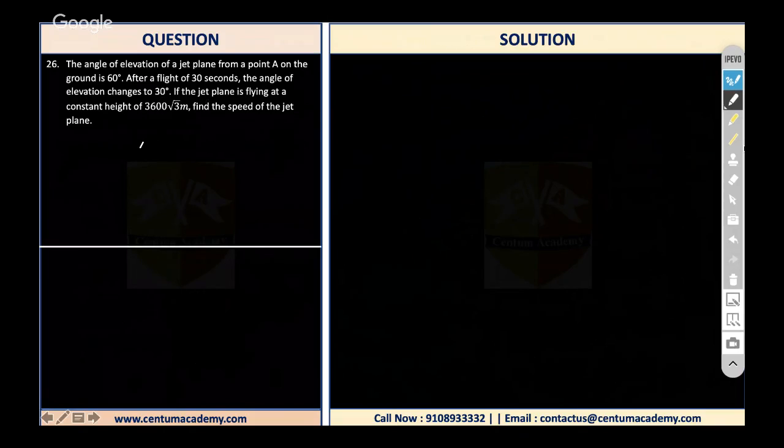Okay, so again, you have to make one ground and there is a plane. So the angle of elevation of the jet plane from a point A. So let's say this is point A and here is a jet plane, which is like that. Right, so the angle of elevation of the jet plane is 60 degrees.